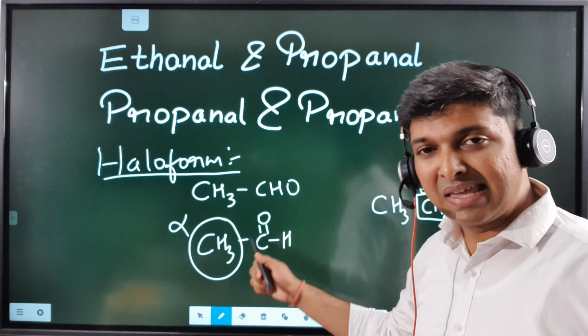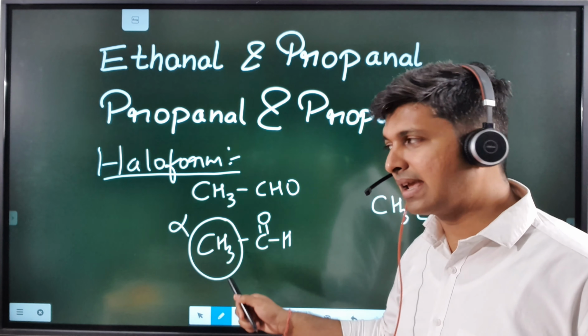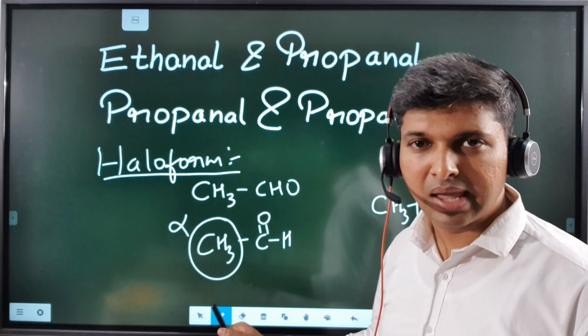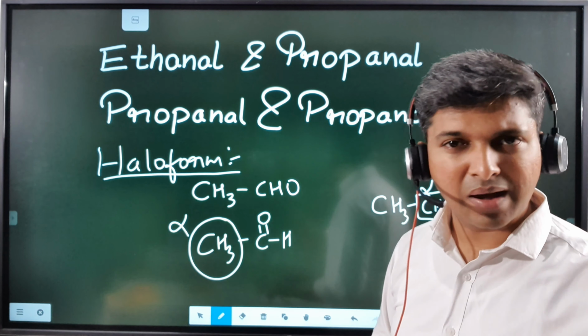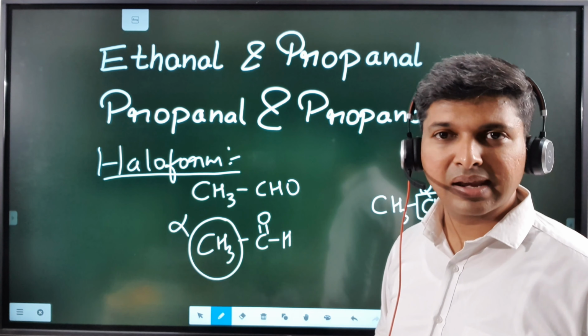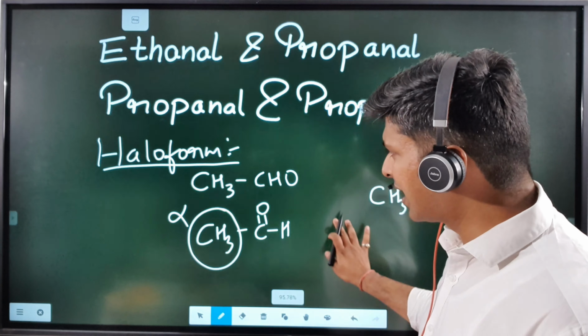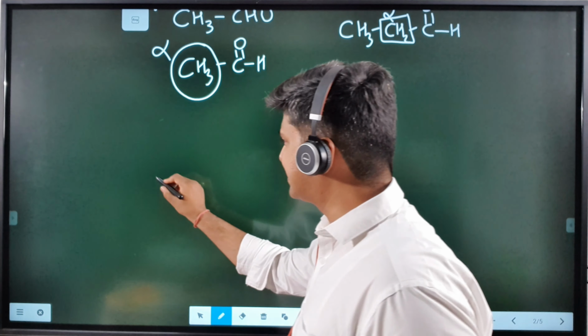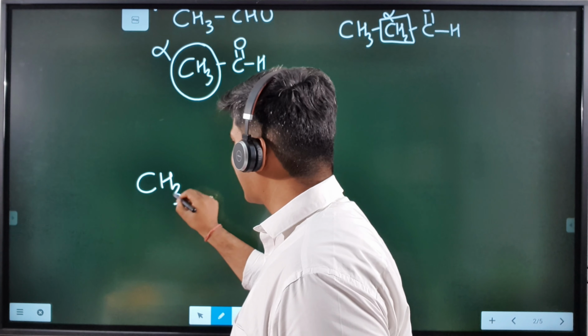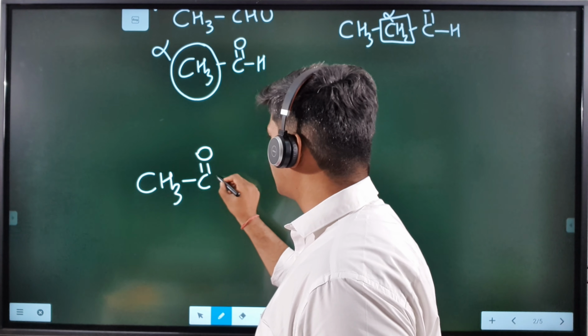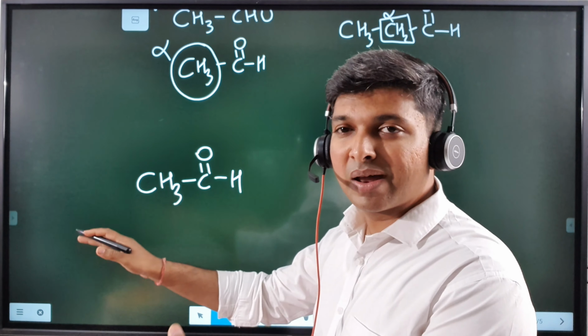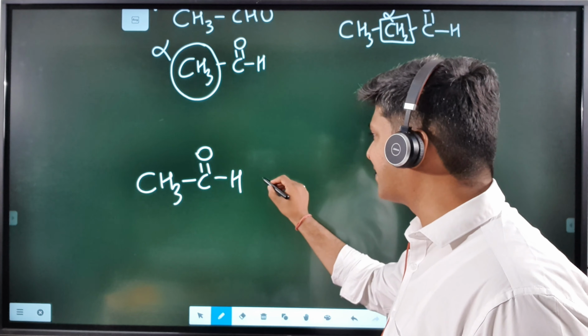Moreover, ethanol or acetaldehyde is the only aldehyde which is having an alpha methyl group. Other aldehydes do not have an alpha methyl group. So let's go for the haloform test and quickly see how we are able to distinguish between two compounds in which one is having the alpha methyl group and the other one is not having alpha methyl group.